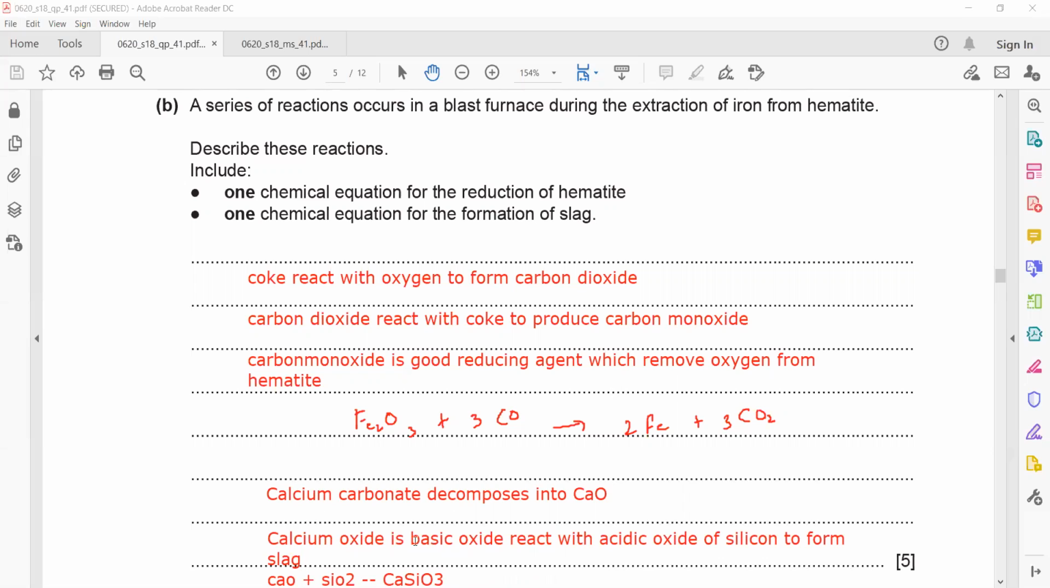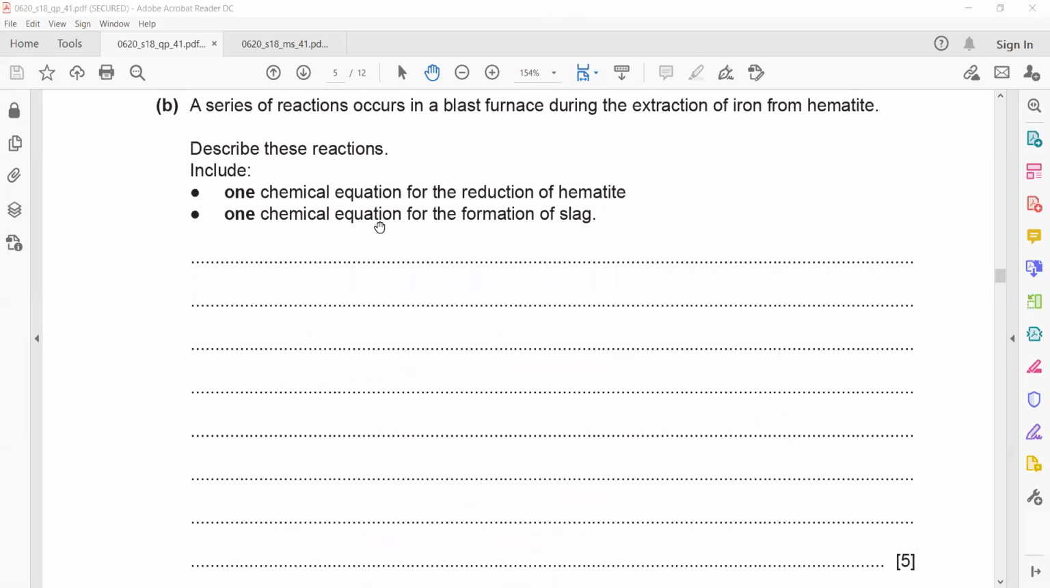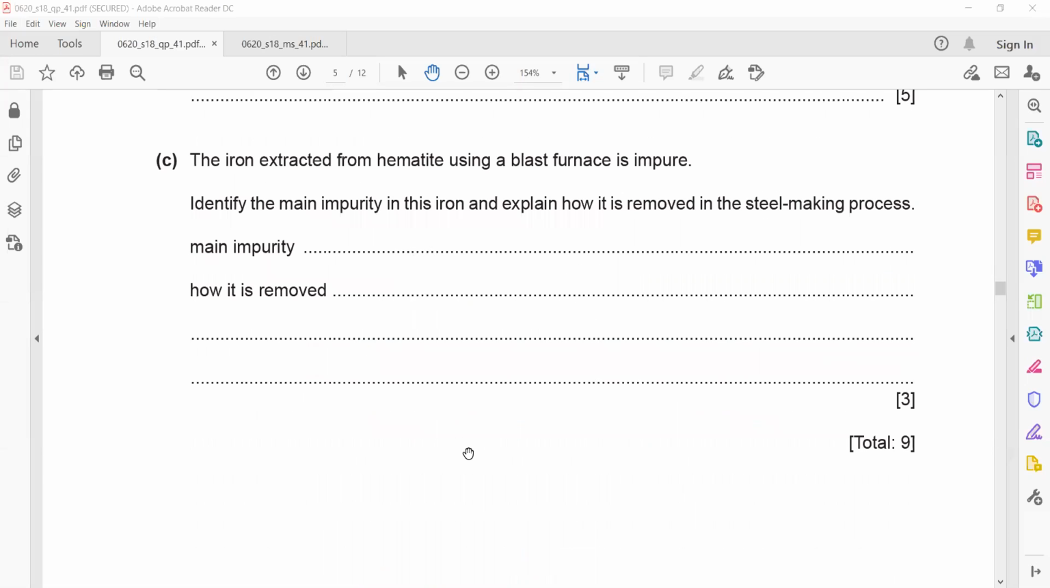So this is the overall reaction, for which you will write the two equations and explanation for the extraction of iron from its ore. Iron extracted from hematite using a blast furnace is impure. Identify the main impurity in this iron. Basically, what happens when we try to purify iron, the impurity, and how it is removed in steel making. So, what is the main impurity now?